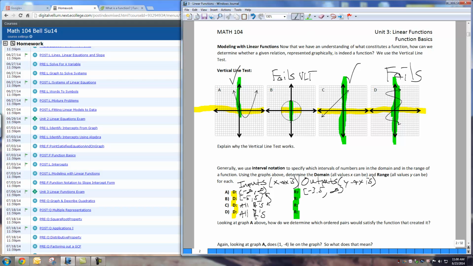So here, our range is from 1, 2, 3, 4, we'll call it negative 5 to 5 again. And here, our range is all real numbers, and the same with this one, all real numbers. Or negative infinity to positive infinity. These two statements mean the same thing. Okay? Now I want you to take a look at graph C.